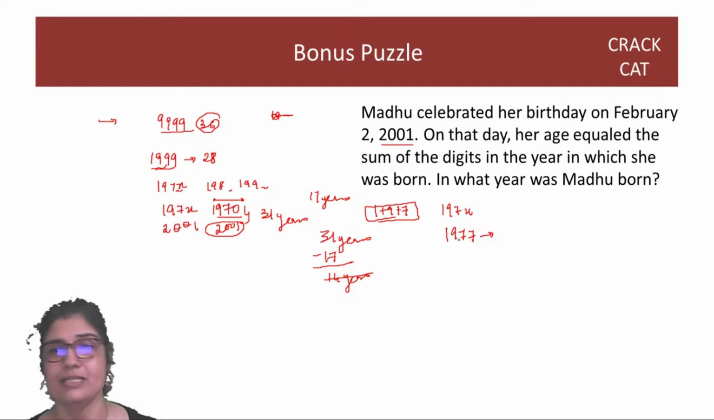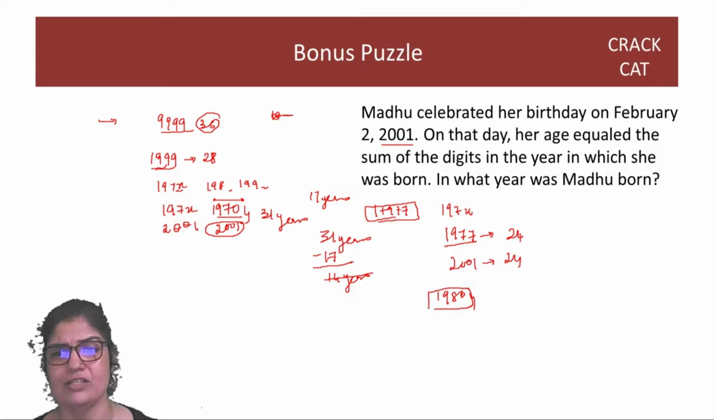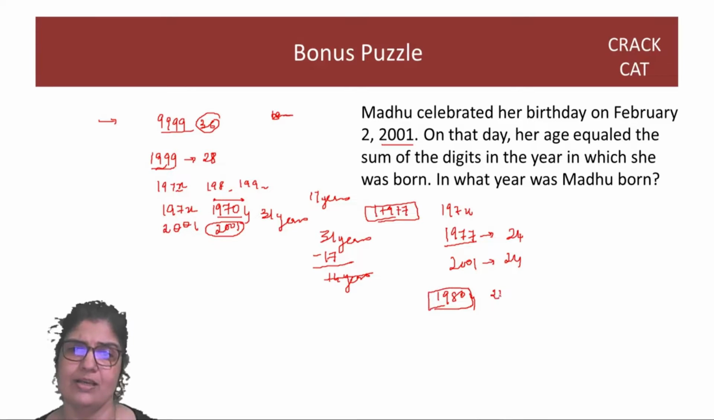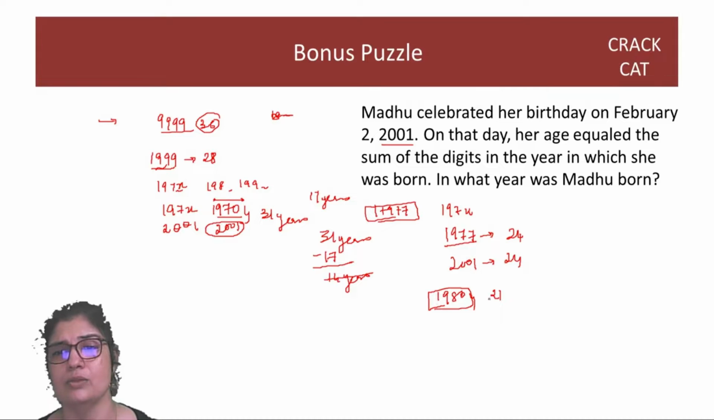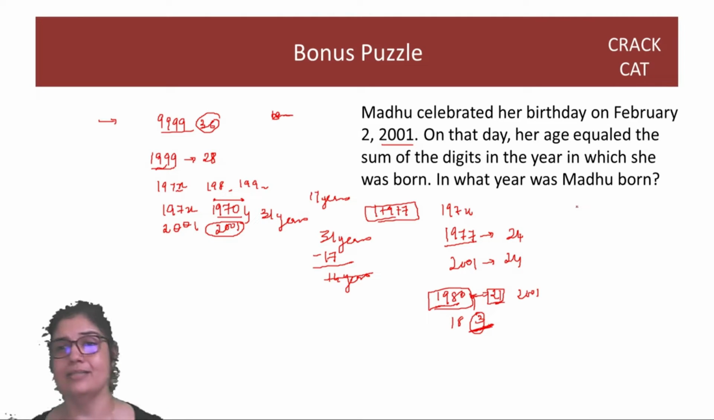And if you check from 1977, first of all, the sum of the birth year digits is 24, and in 2001 she will be 24. Correct? If you go to the 1980s, the sum of the digits increases and her age becomes far too less, so that will not work out. Another reason is you will have an odd-even problem. From 1980 to 2001, there's a 21-year gap, and this uses up 18, so you're left with 3, which you cannot distribute equally. So this will not work. Great. So the answer is 1977.